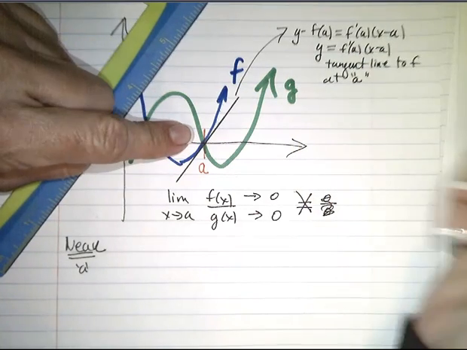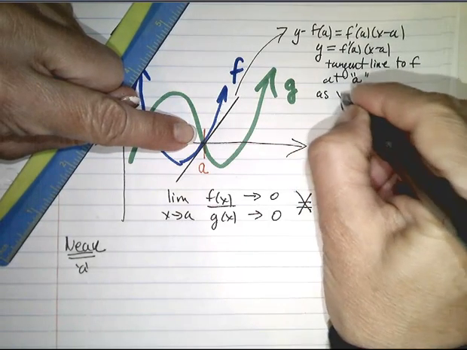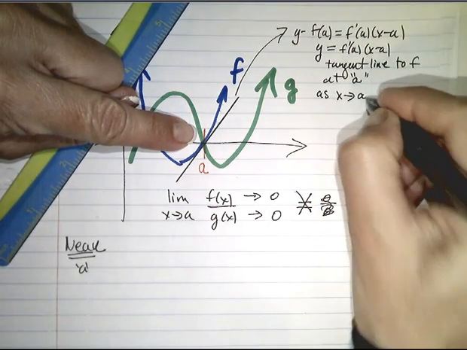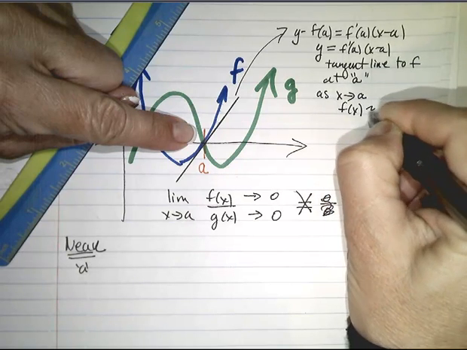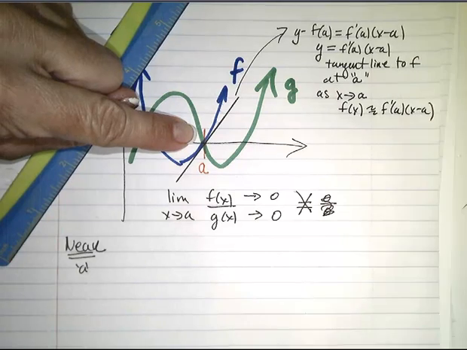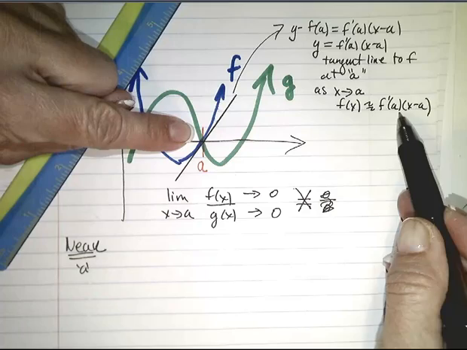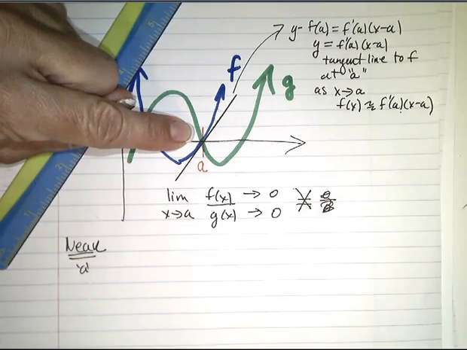And more importantly, what I just said was as x goes towards a, f of x looks a lot like that line. As x goes towards a, f of x looks a lot like its tangent line at a.